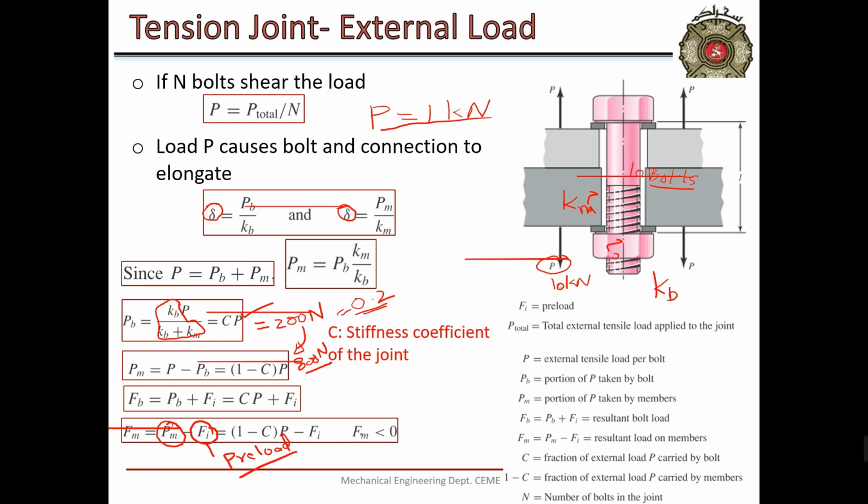And for a safe joint, this Fi has to be more than PM. In other words, this Fm should be negative. Negative Fm means on the members, the resultant force has to be negative. If these are the members, the external force has to be a negative value, or the members should remain joined together.